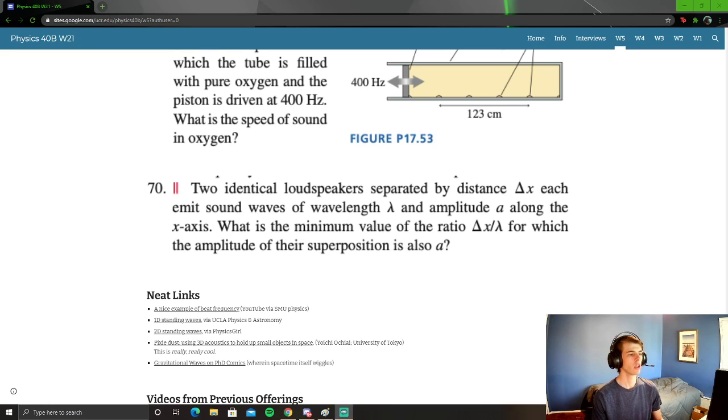Explainer videos. Two identical loudspeakers separated by distance delta x each emit sound waves of wavelength lambda and amplitude A along the x-axis. What is the minimum value of the ratio of delta x to lambda for which the amplitude of their superposition is also A?